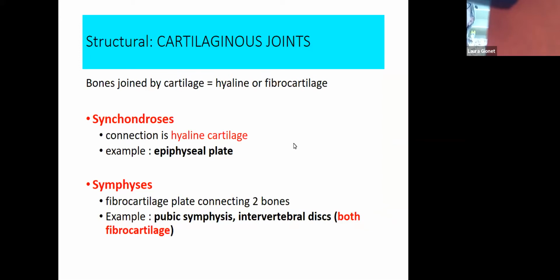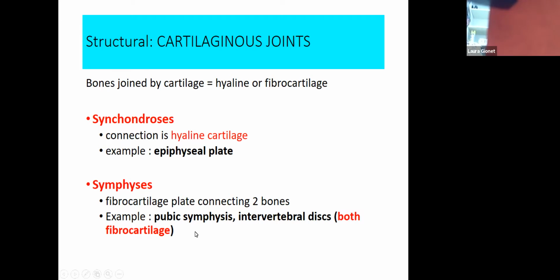Cartilaginous joints are locations you're already familiar with, right? This is cartilage between two bones. An example of a synchondrosis are those epiphyseal plates where we had bone elongation, between the epiphysis and the diaphysis. Its connection is hyaline cartilage, right? It's one of your locations.